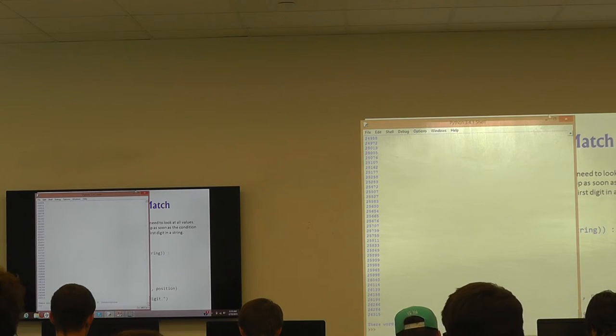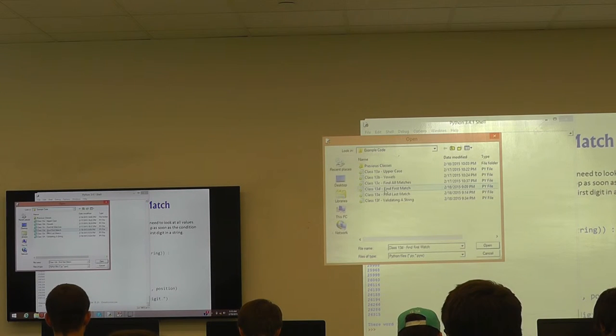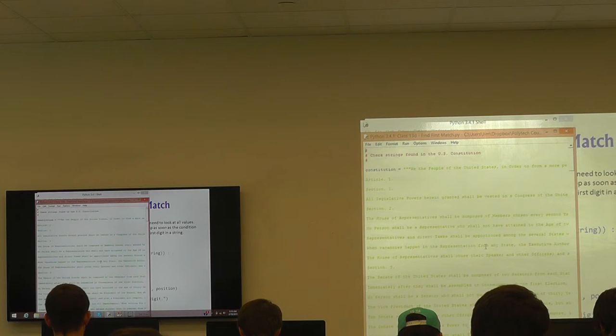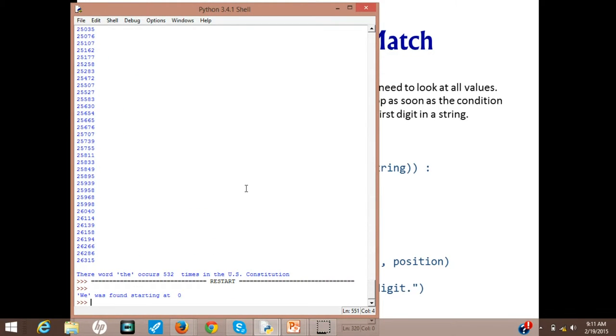So once again, what we're actually doing is we're using our looping ability. Back to the U.S. Constitution, what do we want to do with it? We want to find the first occurrence of "we". How does the U.S. Constitution go? So where do you think we're going to find the first "we"? Right off the bat, right? All right, let's give it a shot. Let's see where it goes. "We" was found starting at location what? Is that what we pretty much expected?